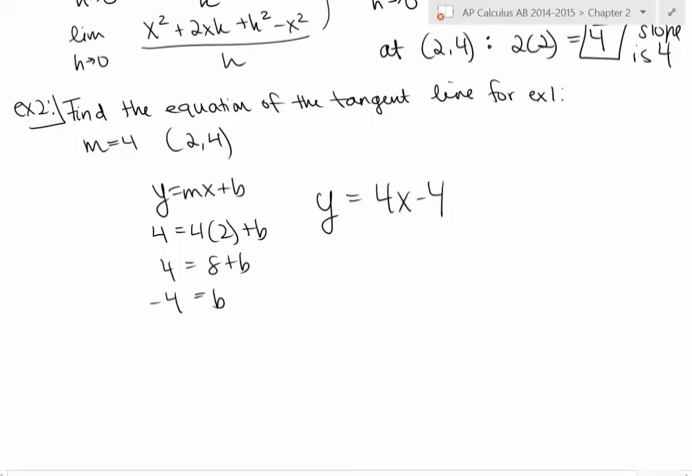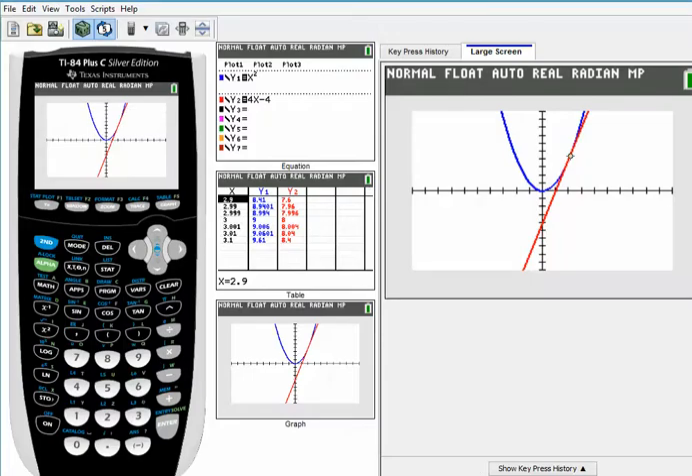If you want to see those both graphed on your calculator, you can see it here that you have y equals x squared, and then you write in your tangent line for y2, and you can see that it is a tangent line at that spot.